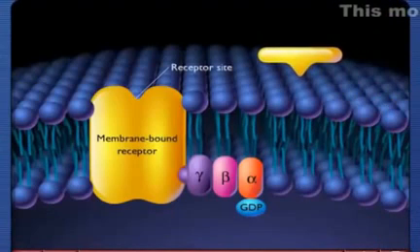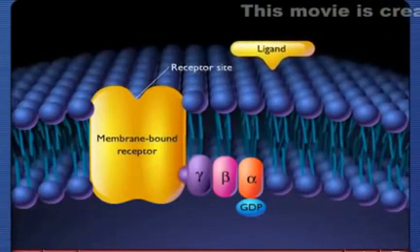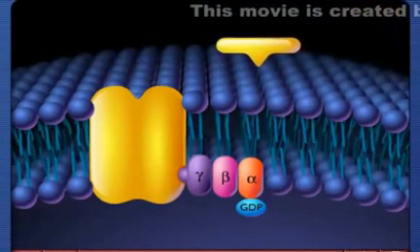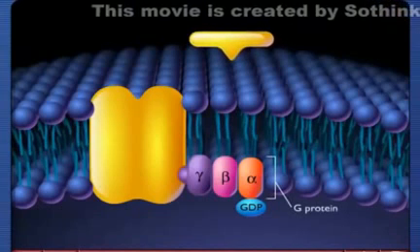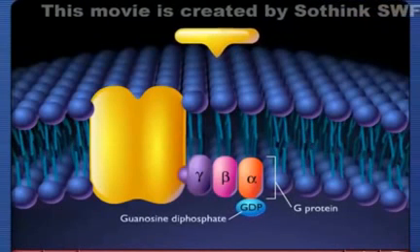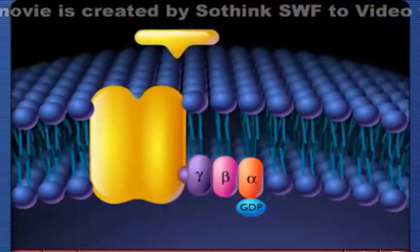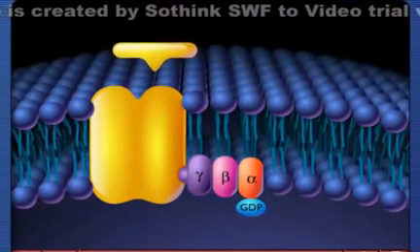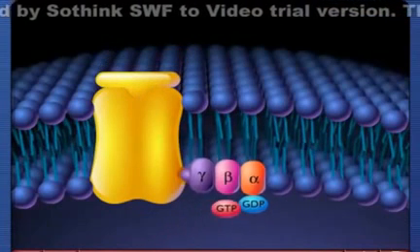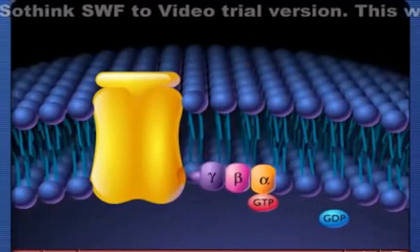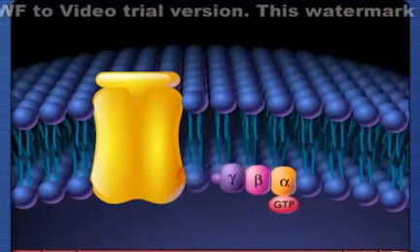The receptor has a receptor site for a small molecule, called a ligand, exposed on the outside of the cell. The portion of the receptor on the inside of the cell can bind to the G protein, which has a guanosine diphosphate attached to its alpha subunit. When the ligand binds to the receptor site on the outside of the cell membrane, the G protein changes conformation, and guanosine triphosphate replaces the guanosine diphosphate on the alpha subunit of the G protein.